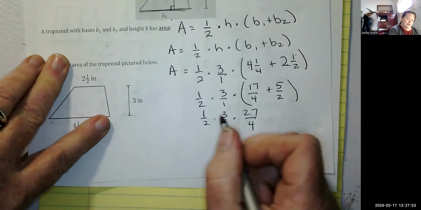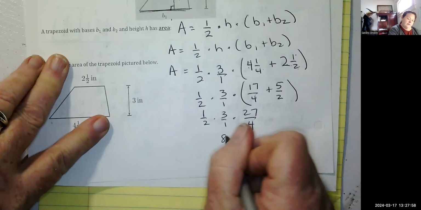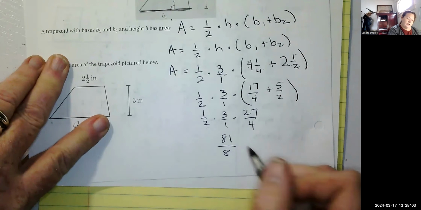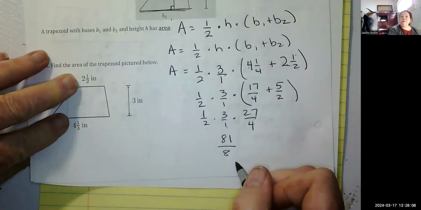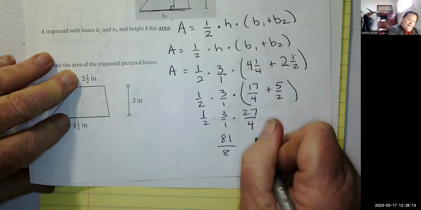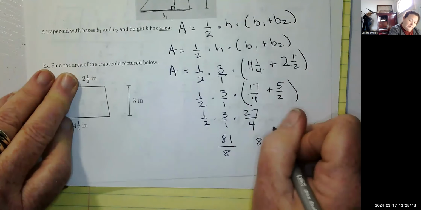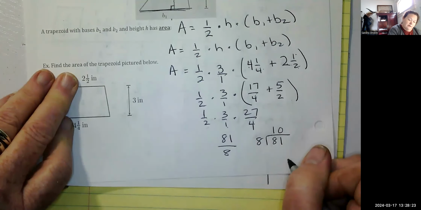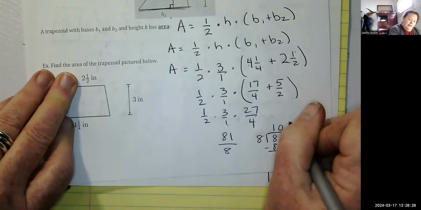Last thing here is multiplying straight across. 1 times 3 is 3. 3 times 27 is 81. 2 times 1 is 2. 2 times 4 is 8. So 81 divided by 8. However, everything we've been working with has been mixed numbers here. So we need to change this to a mixed number. 8 goes into 81 how many times? Well, 8 goes into 8 once. So that's gone. And then 8 goes into 1 0 times. So that becomes 80. And we're left with a 1. So that's 10 1/8.